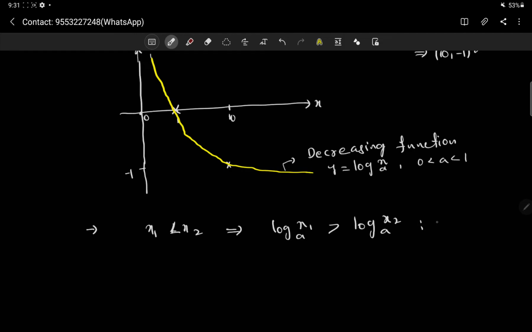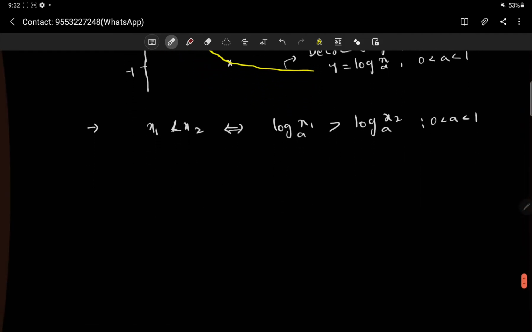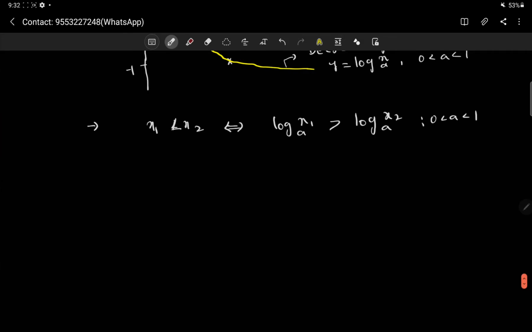See here, the base is less than 1. When the base is less than 1, log x base a is a decreasing function, so that's why the inequality has changed. So both sides imply you can write this. So this is all about graphs of logarithmic functions.